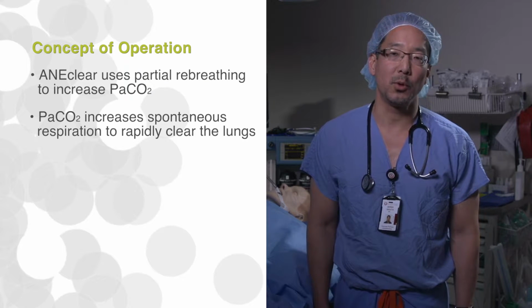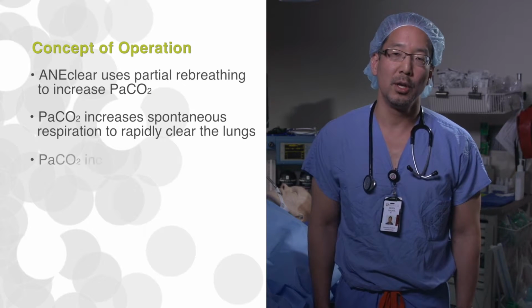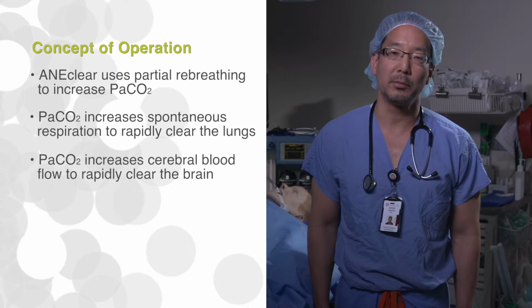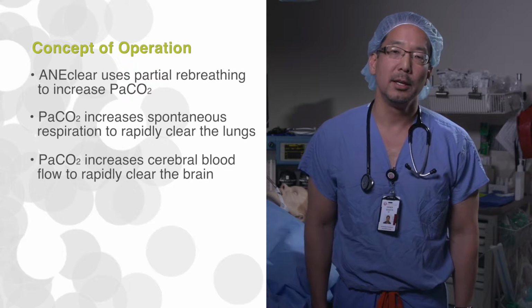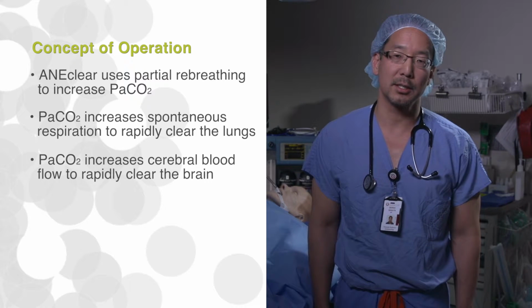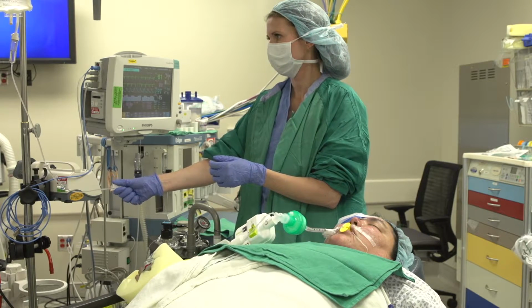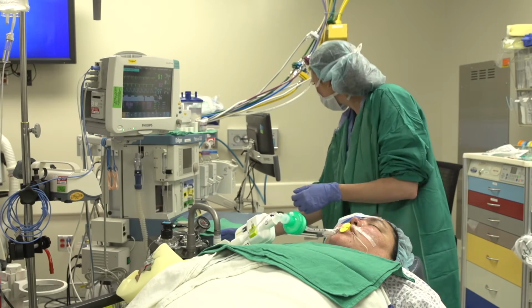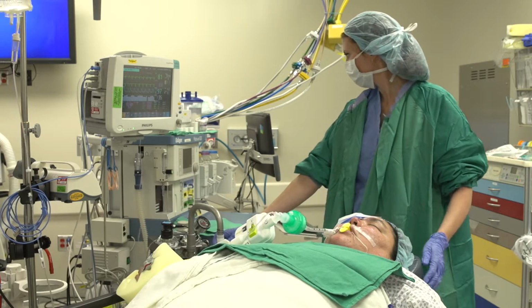This same respiratory stimulant, PaCO2, will also increase cerebral blood flow velocity. This is especially important while under the influence of inhaled anesthetics and opioids due to their respiratory depressing effects. Some of these drugs are opioids, benzodiazepines, nitrous oxide, and neuromuscular blocking agents.